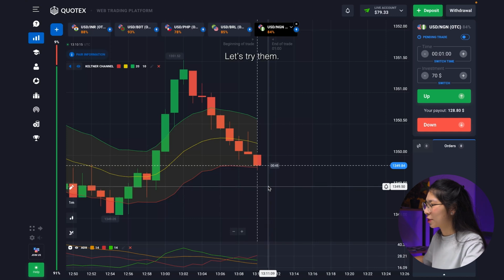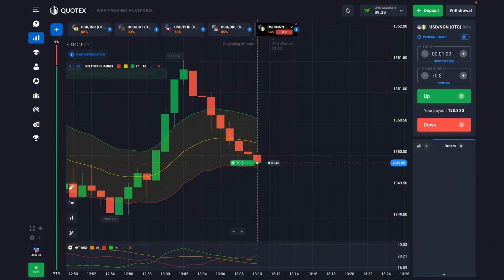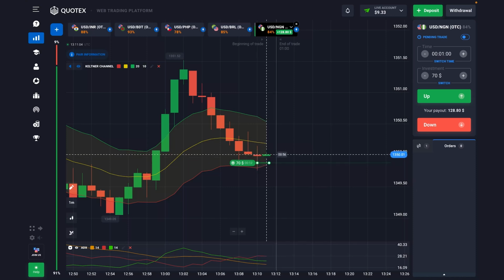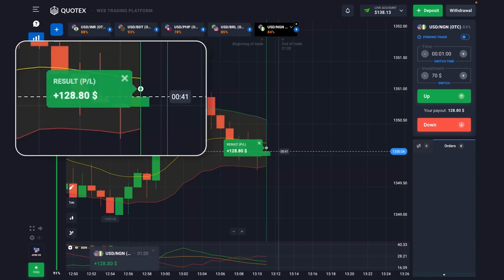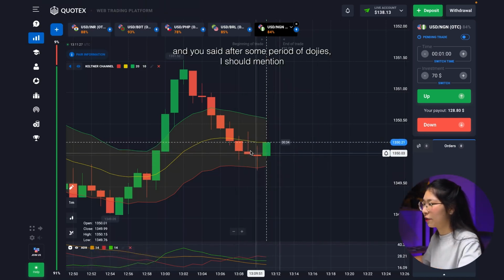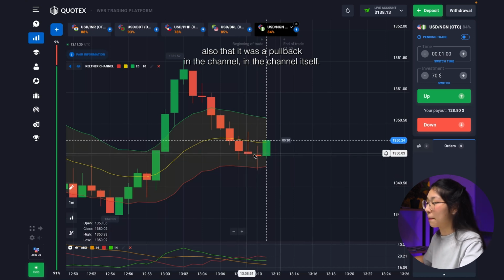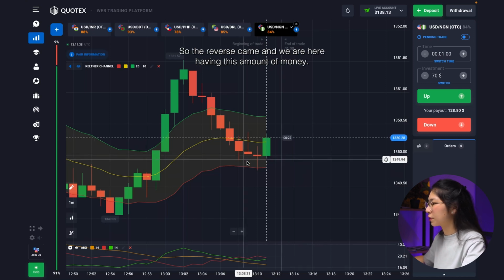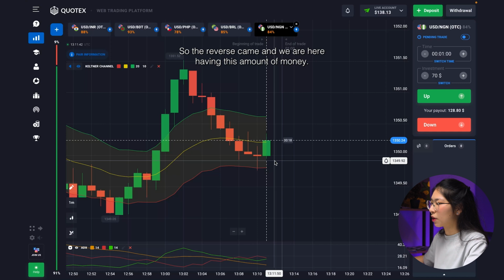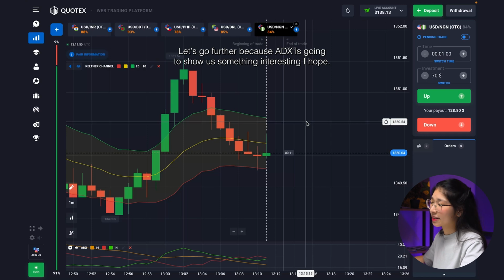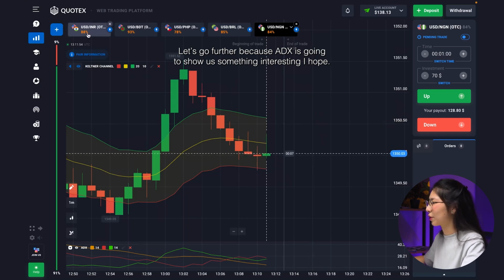Okay, let's try them. Did you see that? I think that you mentioned those were dojis, and after some period of dojis, I should mention also that there was a pullback in the channel itself. I should say that it also might be a reversal. So the reversal came and we're having this amount of money. I think it was also an interesting case. Let's go further because ADX is going to show us something interesting, I hope.